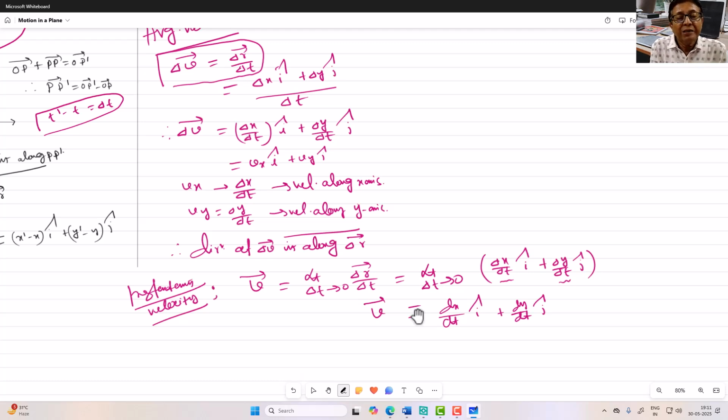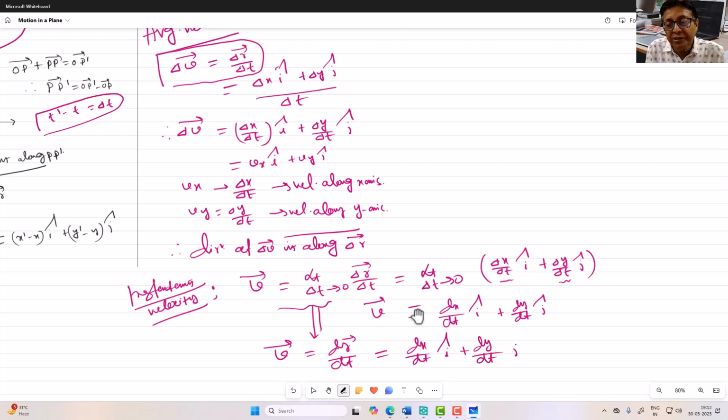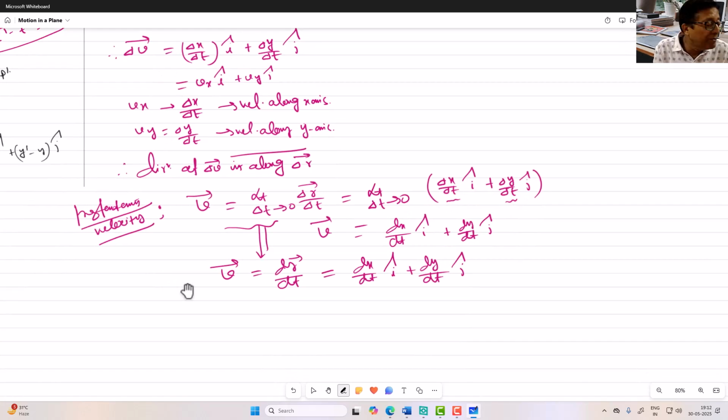Okay, and simply rewriting this expression again, we can write v equal to, you differentiate the vector directly and you get velocity, or you write this as dx by dt i cap plus dy by dt j cap. Okay, the concept is clear. Now, how to get the net velocity of the particle? Even this you can write as Vx into i cap plus Vy into j cap.